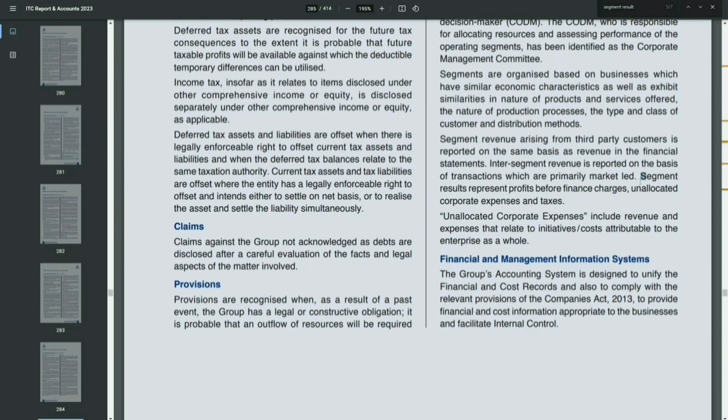Here we can see that segment results represents profits before finance charges, unallocated corporate expenses and taxes. Unallocated corporate expenses means it includes revenues as well as expenses that relate to initiatives or costs attributable to the enterprise as a whole, right? Which means that this segment result is actually EBIT, earnings before interest and taxes, and also unallocated corporate expenses, which means expenses or incomes which can't be directly attributed to a specific business segment.